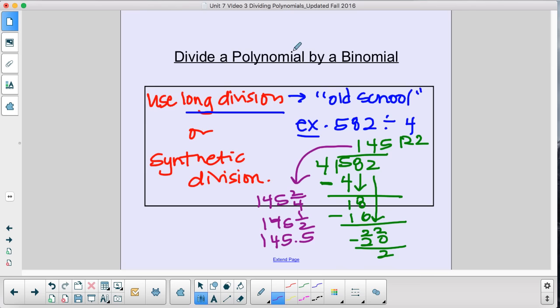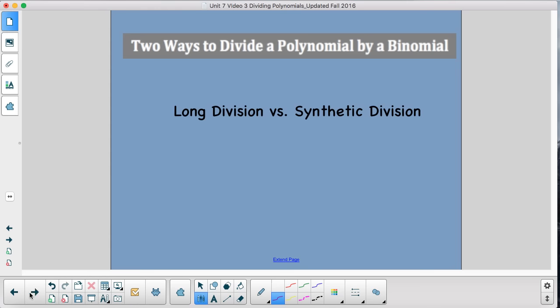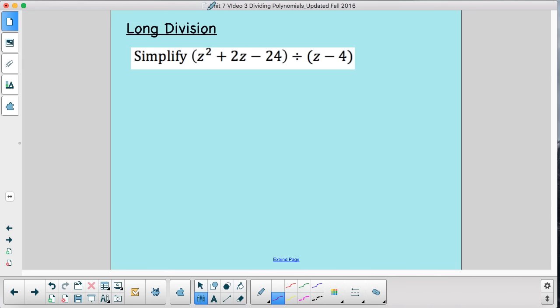So we're going to look at how to do this with a polynomial when we divide by a binomial. Binomial means 2, so 2 terms. So let's look at how to divide long versus synthetic. So here is our long division. We're going to take this polynomial divided by my binomial. We set it up the same way as back in the day. We do z minus 4. Then we make the fraction bar, the division bar. And we write out our polynomial. So we have z squared plus 2z minus 24.